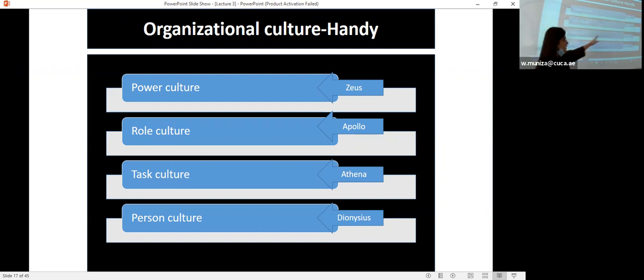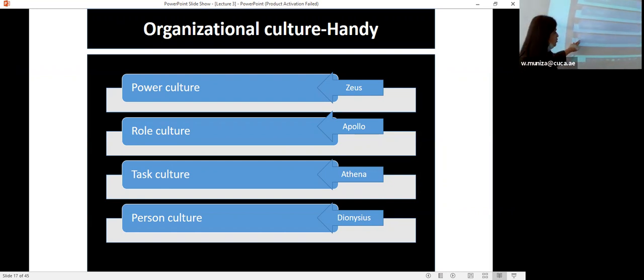The fourth one is person culture. This has been denoted with Dionysius, again the Greek god Dionysius, and this represents the culture that is person culture. In this type of culture, the focus will be upon the persons, on the needs, on the fulfillment of the needs and demands of the individuals who are working in the organization. What are their needs and demands? What their individual tasks are in the organization will be focused upon.